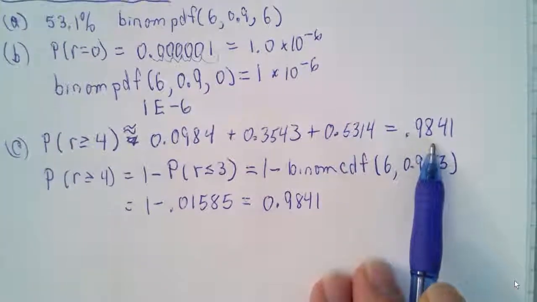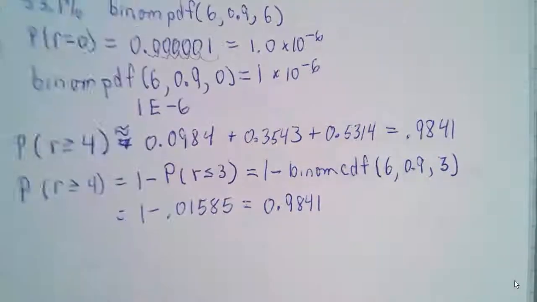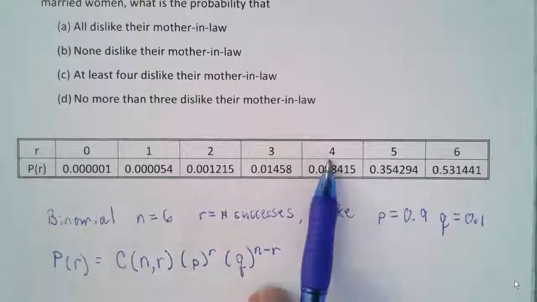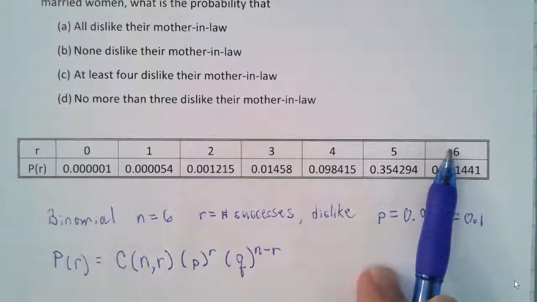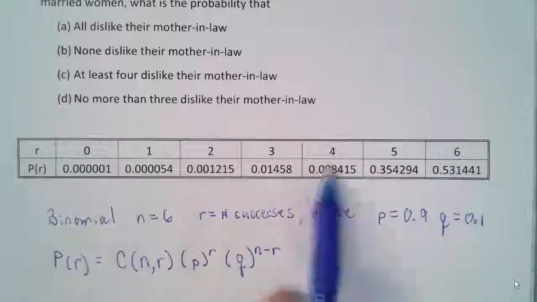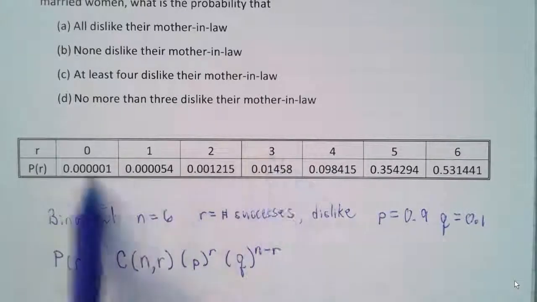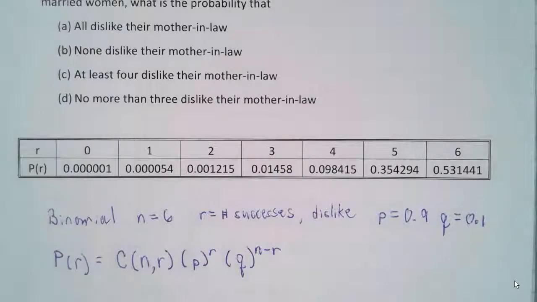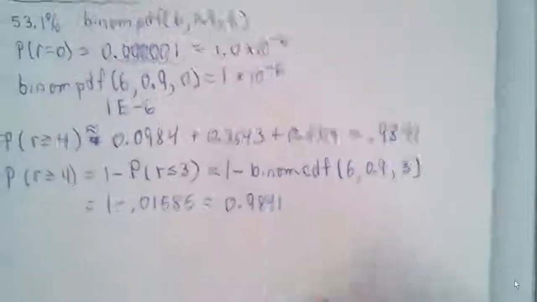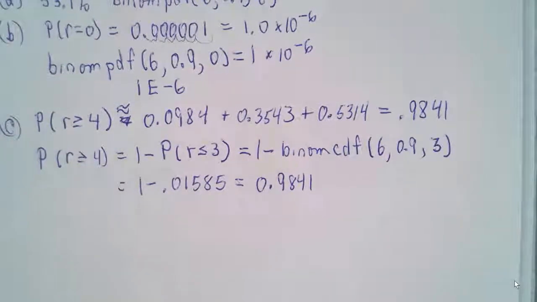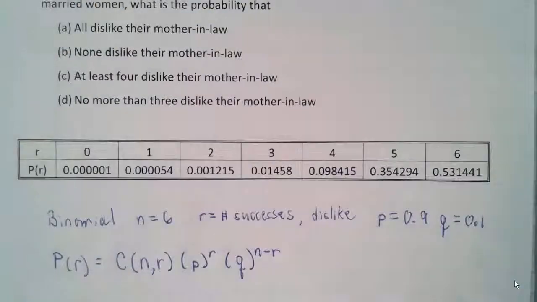It should be what we got before. What we're saying is this: if you want the probability of 4, 5, or 6 successes, you could get that by summing these 3 numbers here, or you could get that by taking 1 minus the sum of everything below. And 1 minus the sum of everything below is exactly what the binom CDF function does for us. All right, let's look at the last part.